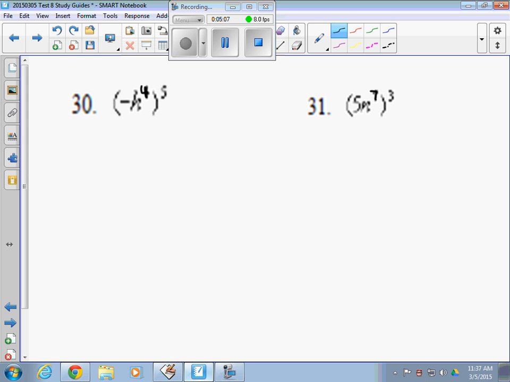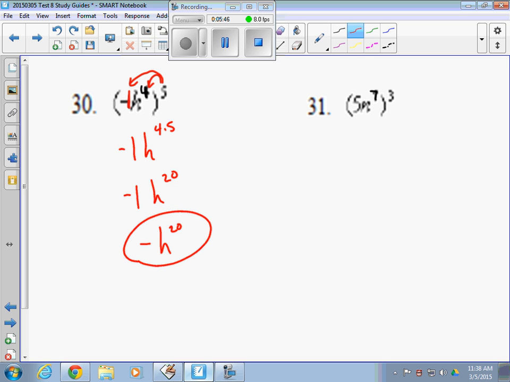Negative h to the 4th to the 5th. Okay, here's one of those instances where there's a negative 1 here. So you have to raise that negative 1 to the 5th power. It's an odd exponent, so it's going to still be negative 1. And you have to give the 5th power to this one as well. So it'll be h to the 4 times 5, so it's negative 1 h to the 20th power. So it'll be negative h to the 20th power.